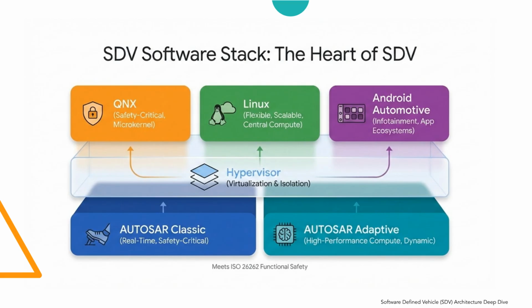Now in SDVs, all these systems often run together. This is enabled using a hypervisor. A hypervisor allows multiple operating systems to run on the same hardware. For example, safety-critical AUTOSAR can run alongside Android Automotive while maintaining isolation. This is essential for meeting ISO 26262 functional safety requirements.